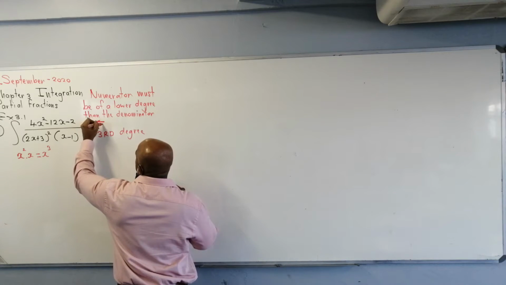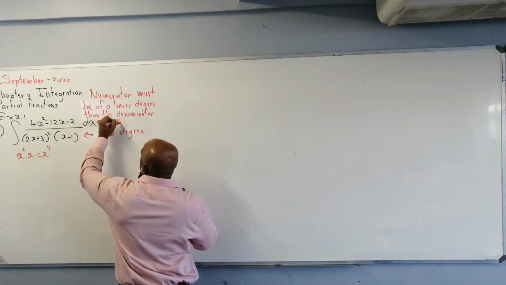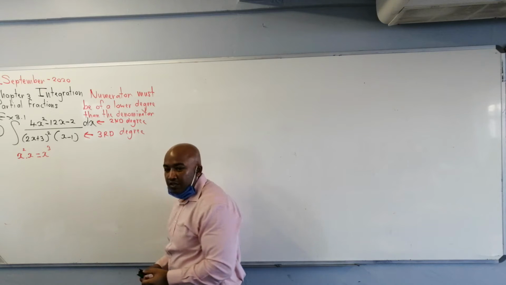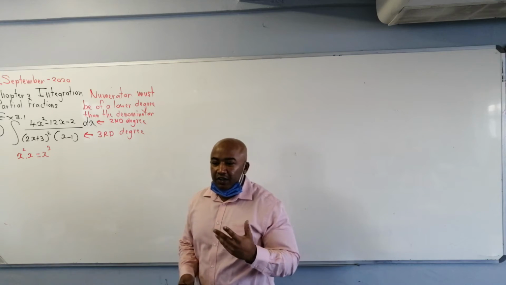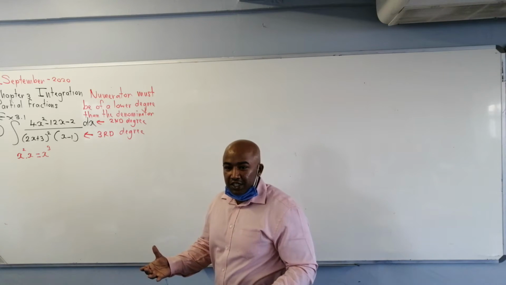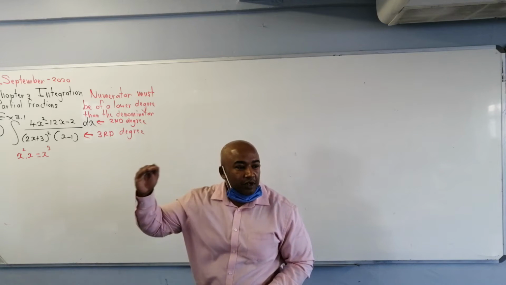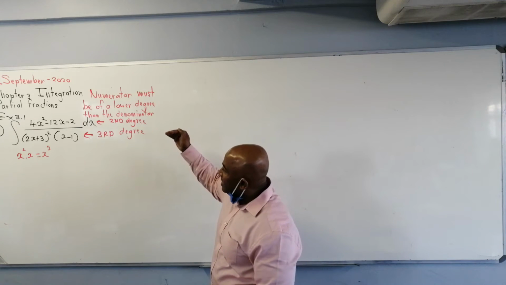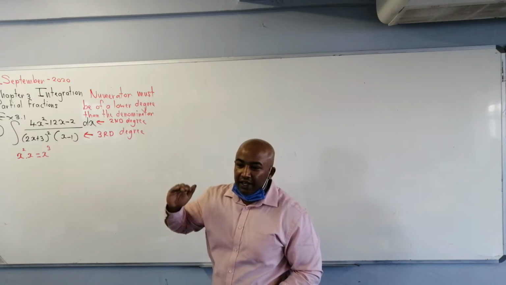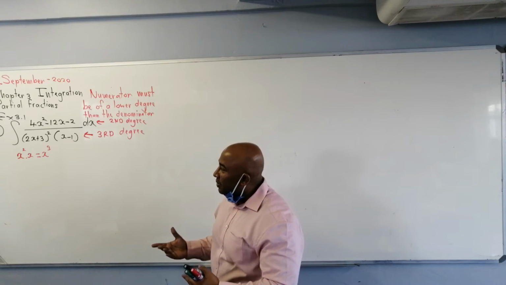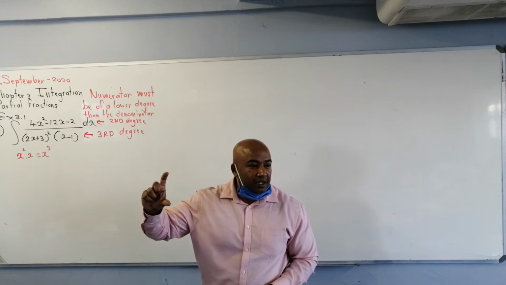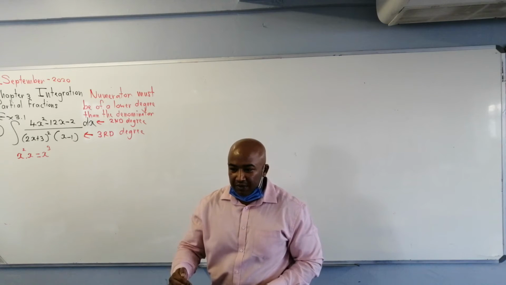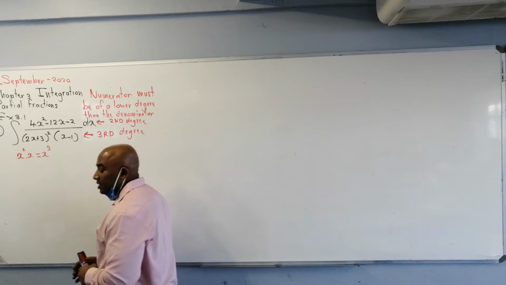Numerator, second degree. So it satisfies the condition. What is the condition? The top must be smaller than the bottom. That's basically what it is. The numerator must be of a lower degree than the denominator. In other words, it must be a proper fraction. A proper fraction is when the top is smaller than the bottom. Now, we got that sorted out.